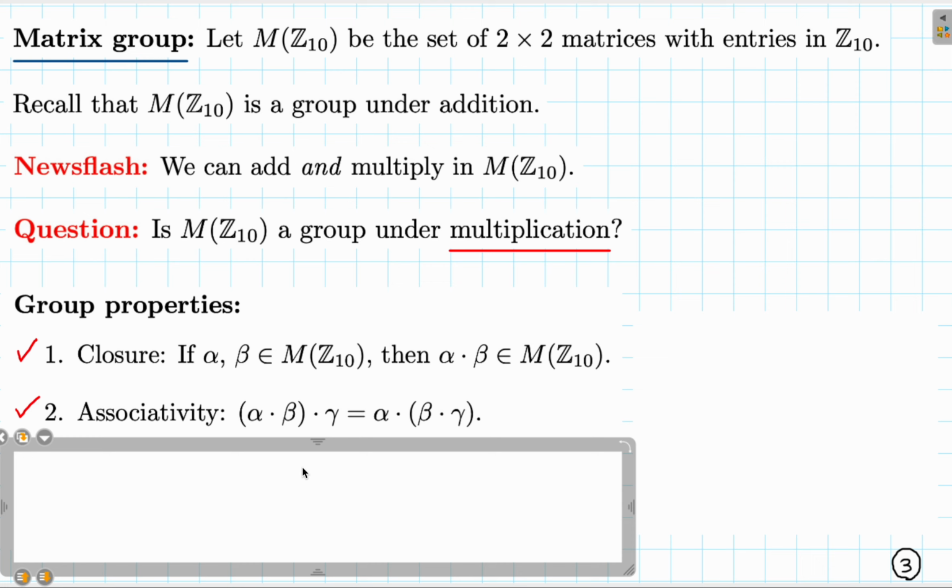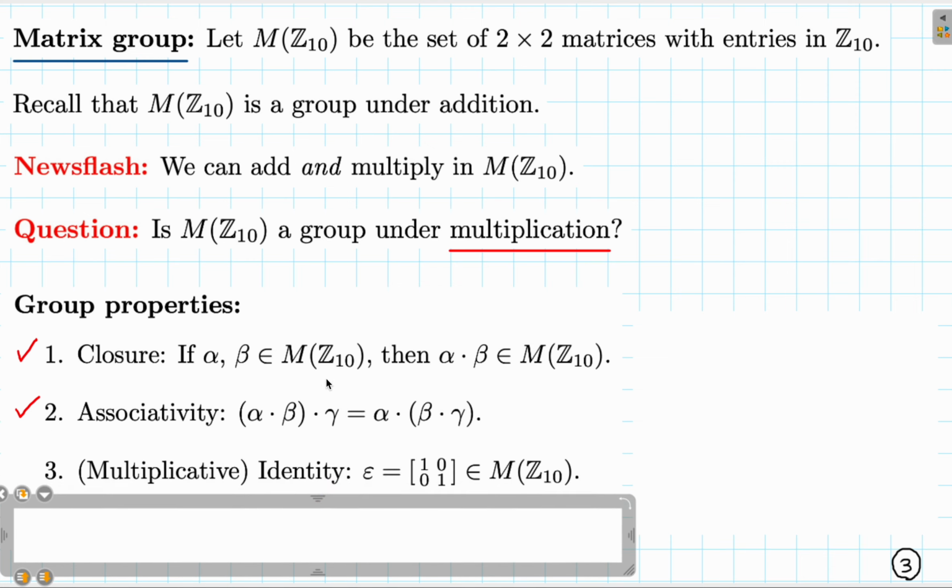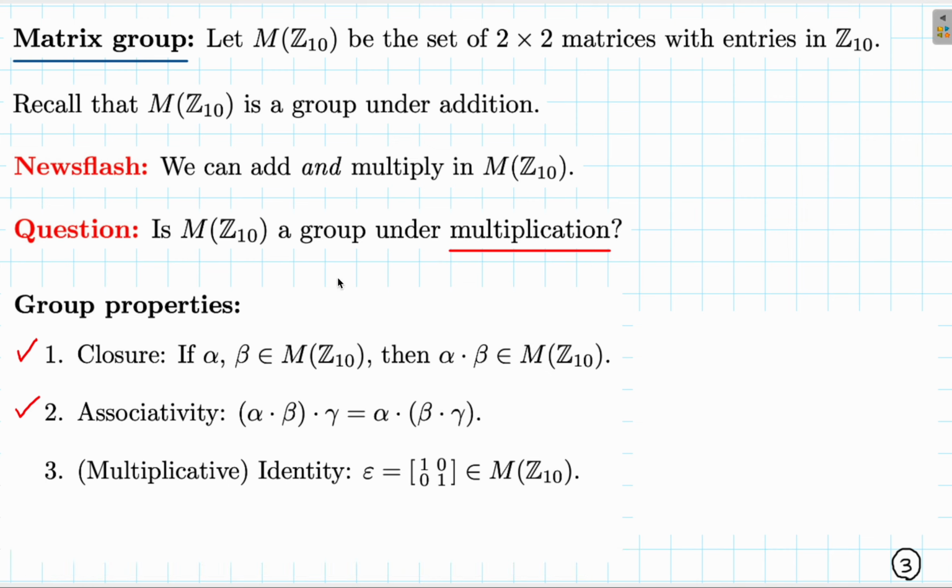What about the identity element? Well, now we're talking multiplication here. And in fact, the multiplicative identity matrix is our epsilon matrix [1, 0; 0, 1]. And that is an element of M of Z10. So we do have the multiplicative identity in M of Z10.